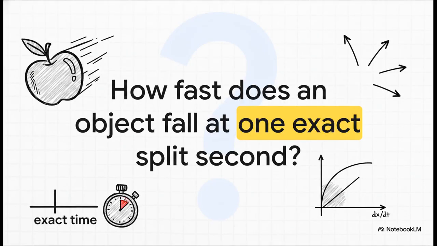But here is where we hit a massive mathematical roadblock. We already know how to calculate average speed, right? You just divide total distance by total time. But what if I ask you, how fast is that object falling at exactly the 2-second mark? Not over an interval of 2 seconds, but at that exact frozen split second in time. Standard algebra completely struggles to calculate instantaneous velocity.